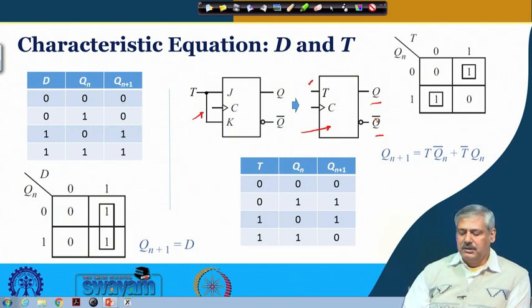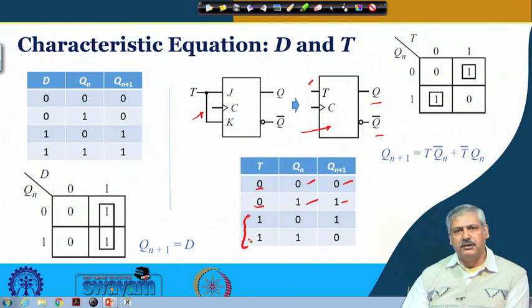Then what would be its truth table, or characteristic table? If 0 is presented at the input, this is like J and K both being 0, 0, so the previous state will be retained. If it is 0, it is 0; if 1, it is 1. And if 1 is presented, it is like for JK flip-flop both the inputs are 1, because T is equal to 1. So the output will toggle. The next state will become the inverse of the previous state. So 0 becomes 1, 1 becomes 0.